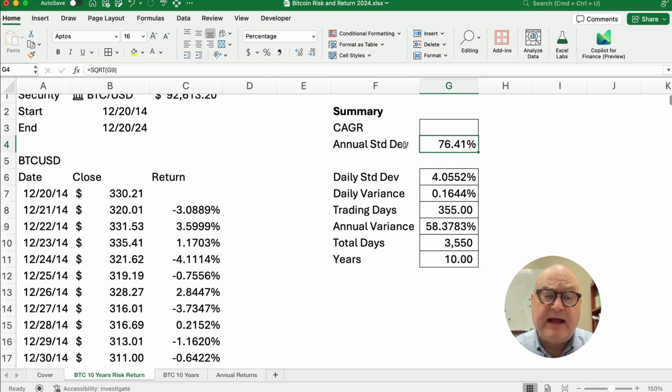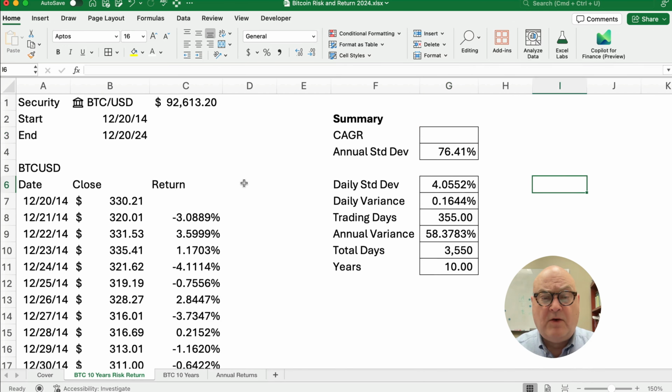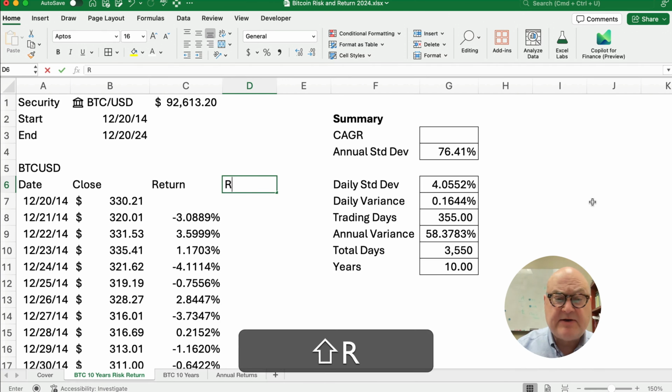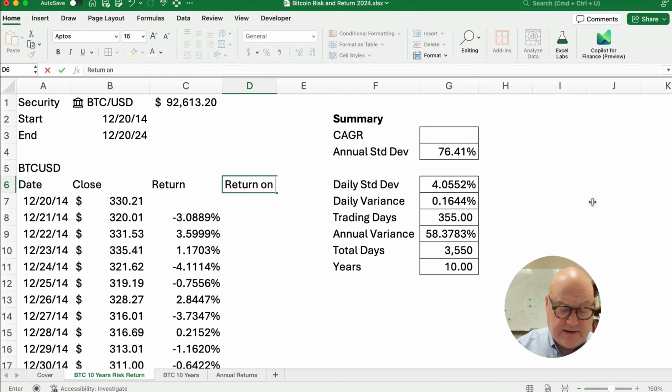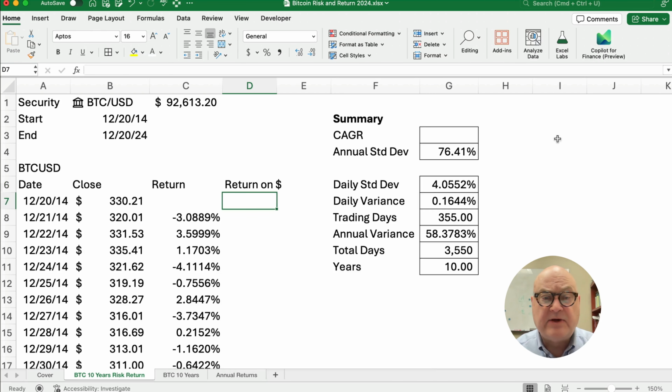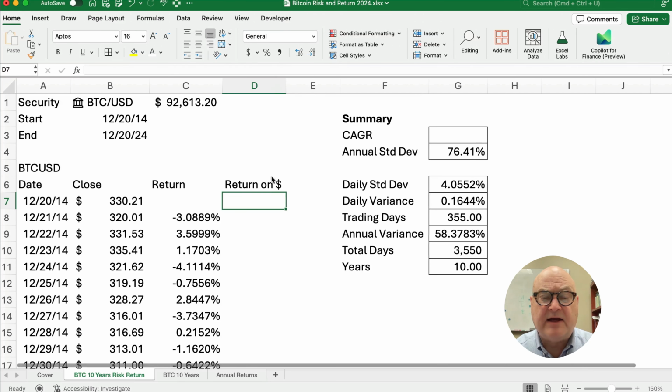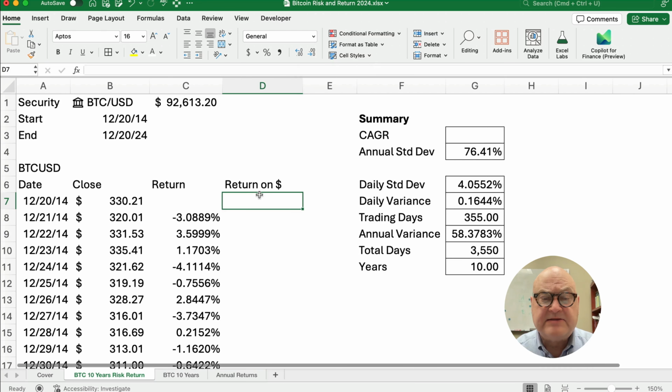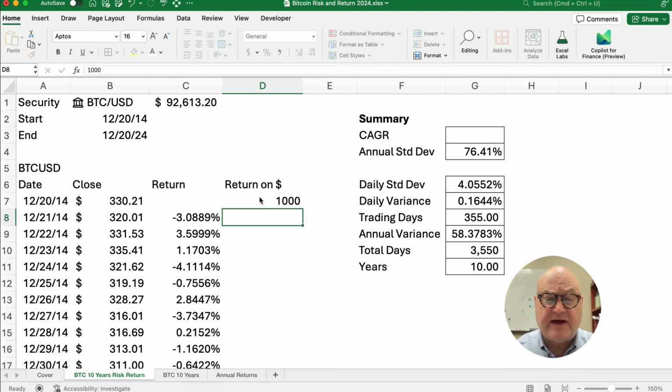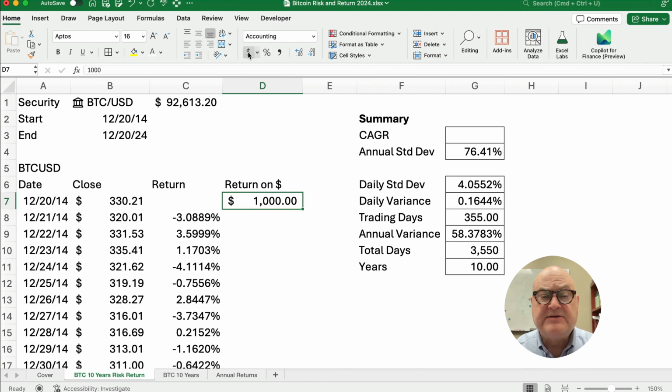Now what is our annualized return? One thing we want to calculate is the compounded annual growth rate, or CAGR. This is the return on some dollar amount. I want to use $1,000 just to make life a little bit easier for us. So what if we said we're going to start with $1,000? All right, so this is $1,000, and then it grows daily by the return.